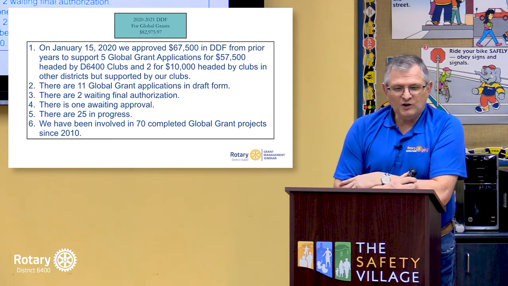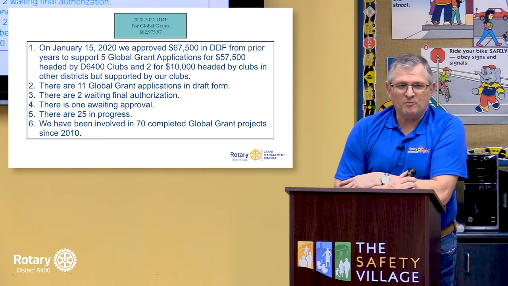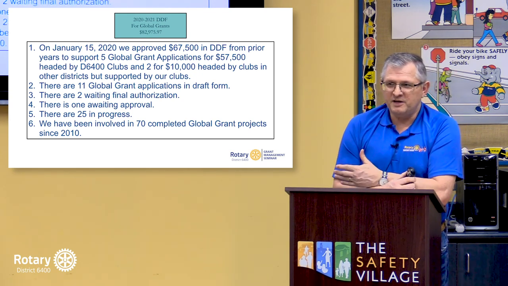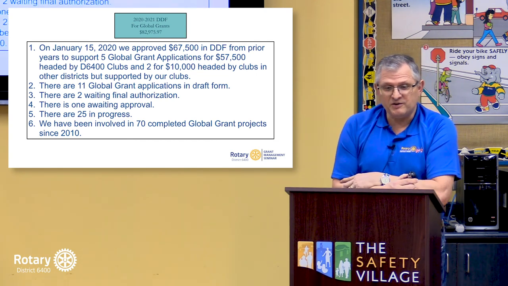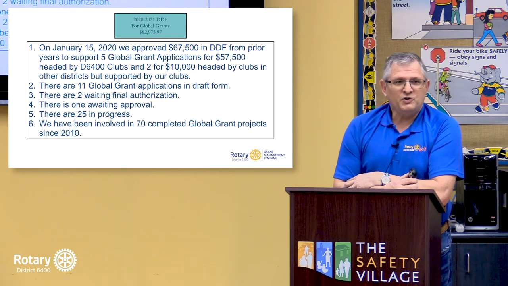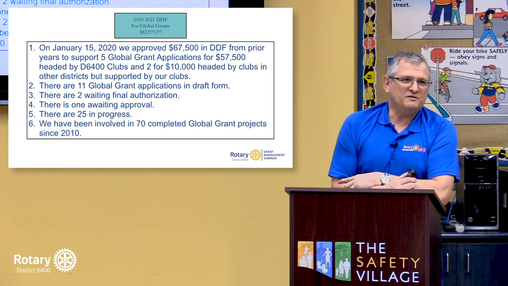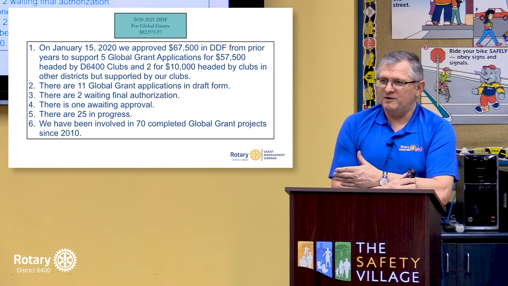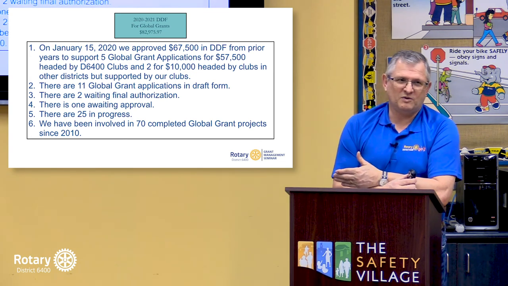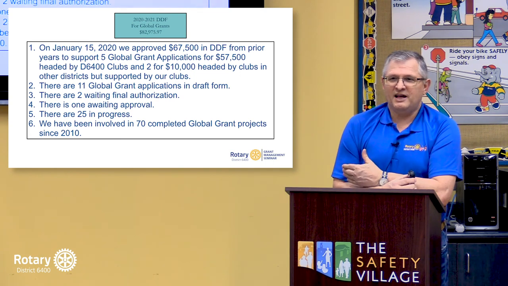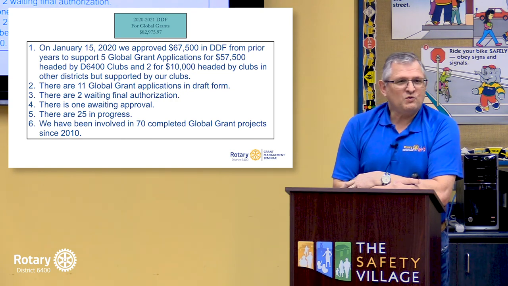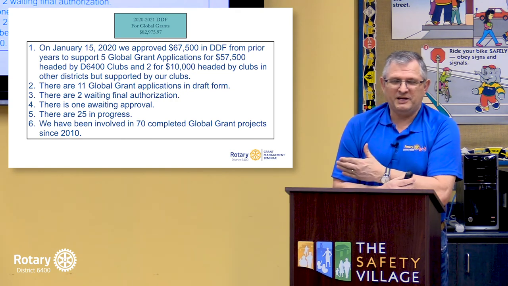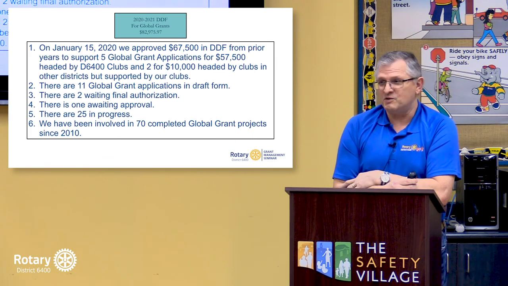We have 11 global grant applications in draft form. People are working on them. They aren't ready to be submitted, but they're started and they're going to be going forward at some time in the next year, year and a half. There are two global grants waiting final authorization, which means somebody hasn't approved the funds yet. And sometimes it takes time. It's very fast in our district to get it normally, but it's sometimes very hard to get the authorizations from the international partners. There is one grant that's waiting approval, so it's completely submitted and is being looked at by the Rotary Foundation staff.